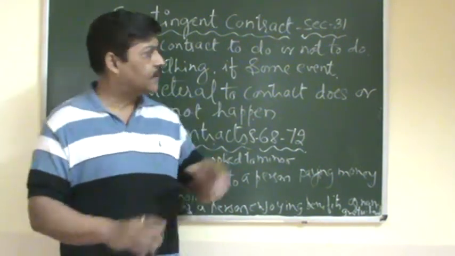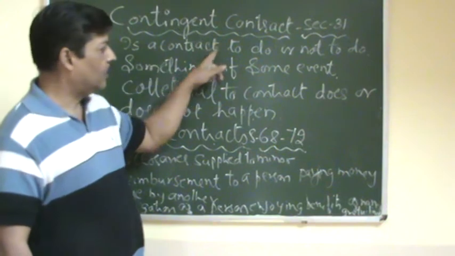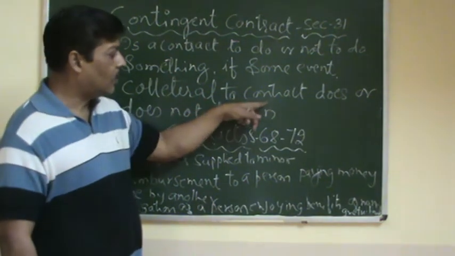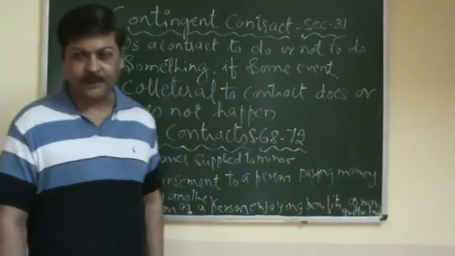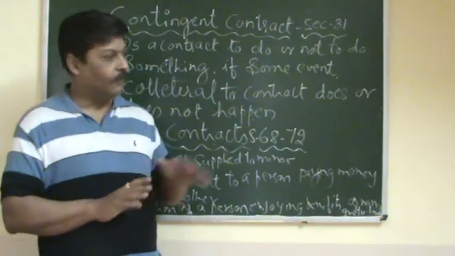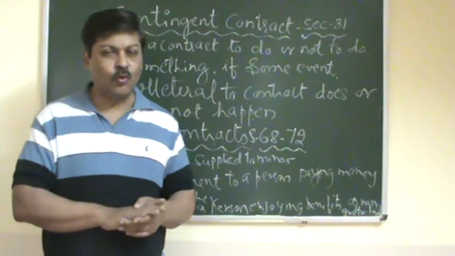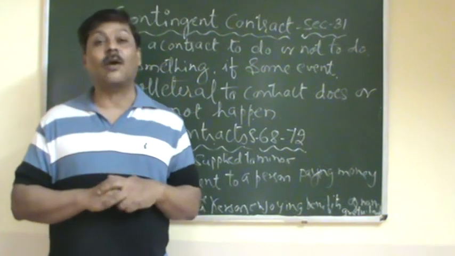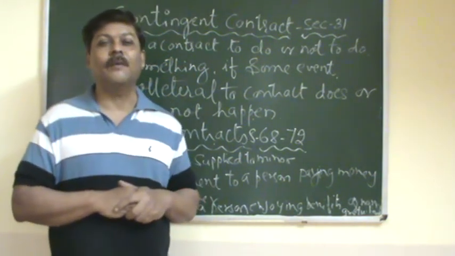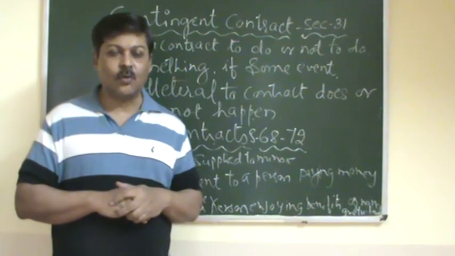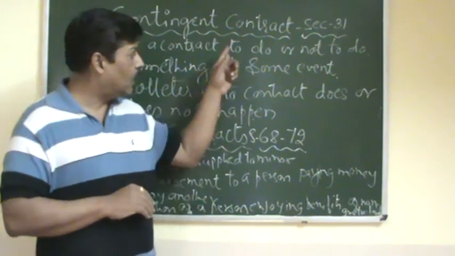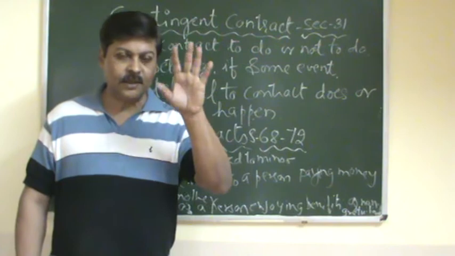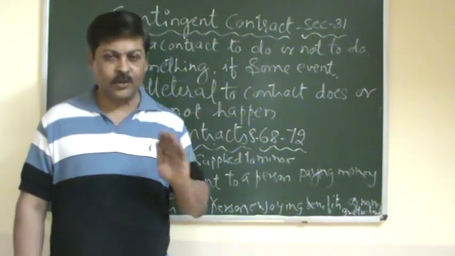Section 31 says a contingent contract is a contract to do or not to do something if some event collateral to the contract does or does not happen. This is the definition given. If you remember the definition, give it, or put it in your own words. Contingent contract means it is a contract, and it is enforceable in the court of law. It is valid. When we are using the word, please see that it is to be understood as a valid contract.